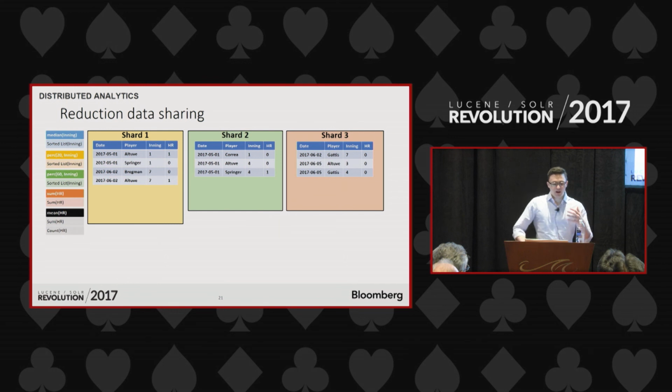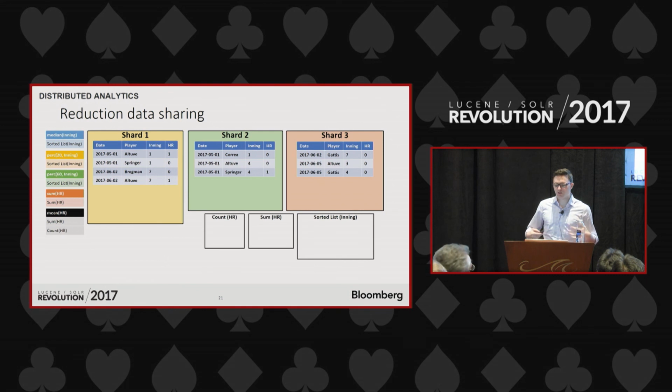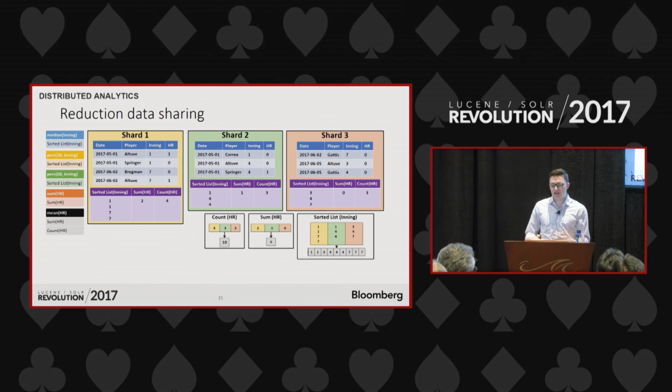So on the left, we have 5 functions that we're trying to compute: the median of inning, the 20th percentile of inning, the 60th percentile of inning, the sum of home run, and the mean of home run. Below each of these functions is the pieces of reduction data that they are reserving. The first 3 all need the sorted list of inning. The sum of home run obviously just needs the sum of home run, and the mean of home run needs a sum and a count of home run. So since we have 3 pieces of reduction data, we only need to collect 3 things in the shards. We collect the data in the shards and combine them in the originating shard.